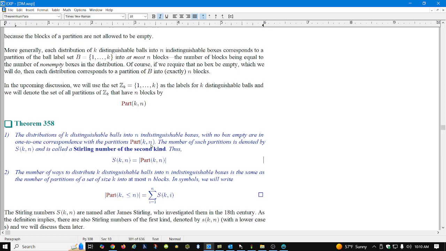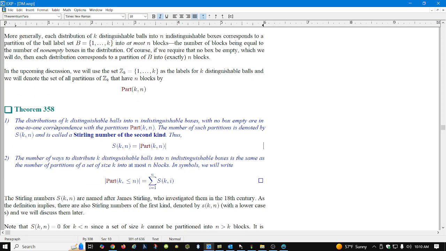This number, the number of these types of partitions, is denoted by uppercase S(k,n), and it's called a Stirling number of the second kind. So here it is in symbols. S(k,n) is the size of this set, the number of partitions, frankly, of any set of size k into n blocks.